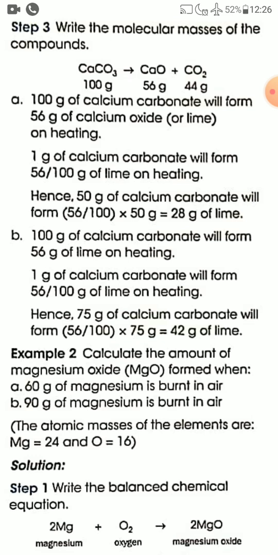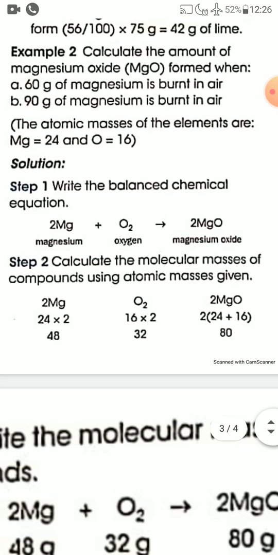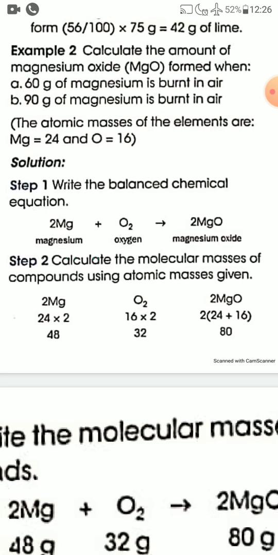Okay, just unitary method. Now example 2, calculate the amount of magnesium oxide formed when 60 gram of magnesium is burnt in air and when 90 gram of magnesium is burnt in air. And atomic masses of elements given, magnesium is 24 and oxygen 16.